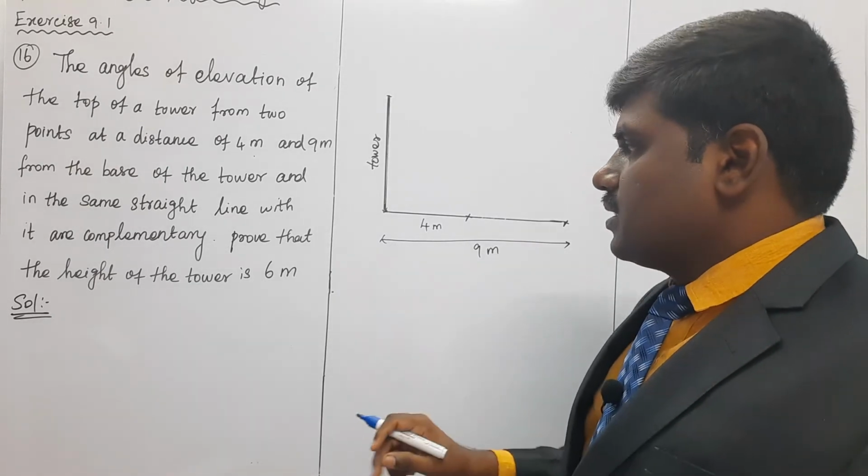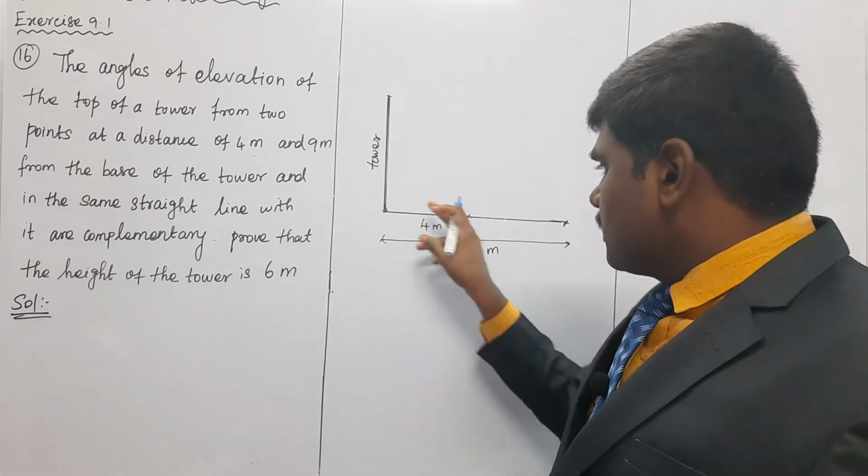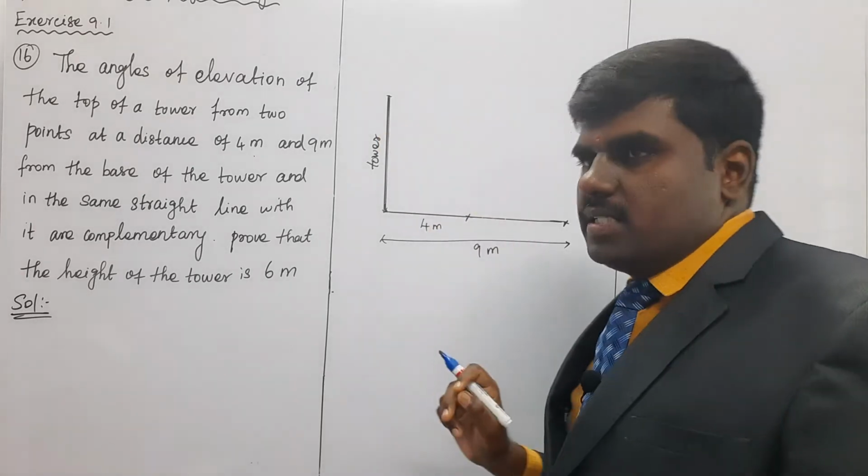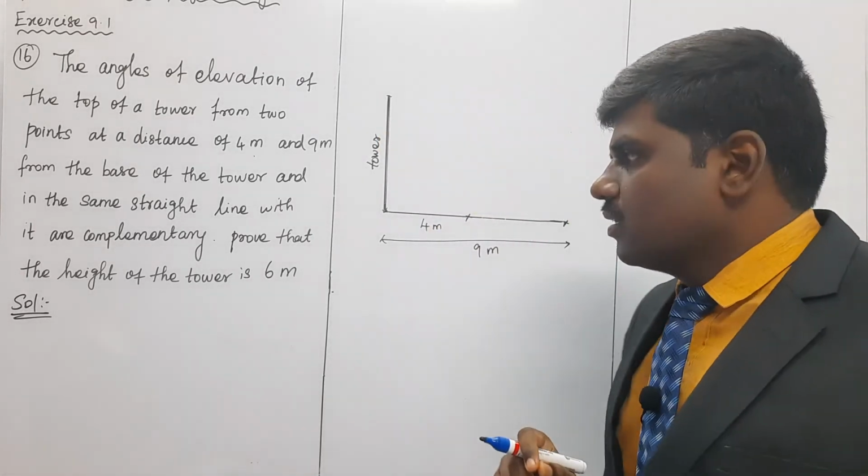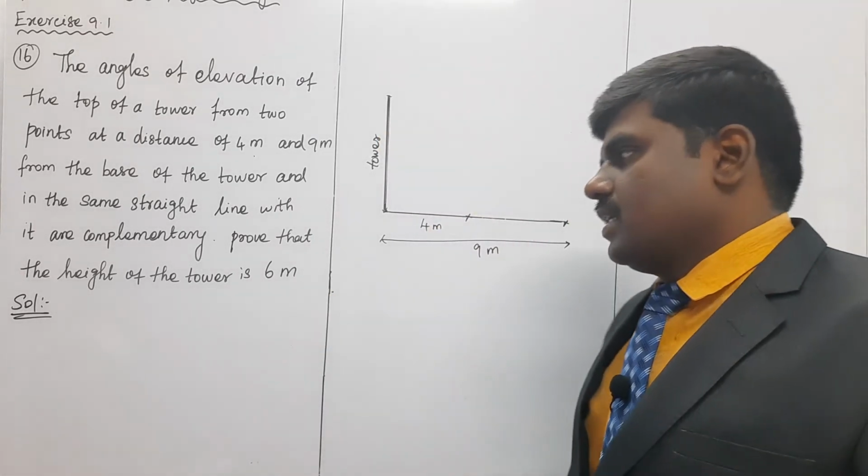Next, complementary angles: you observe that the angles of elevation are complementary angles. So prove that the line of sight.